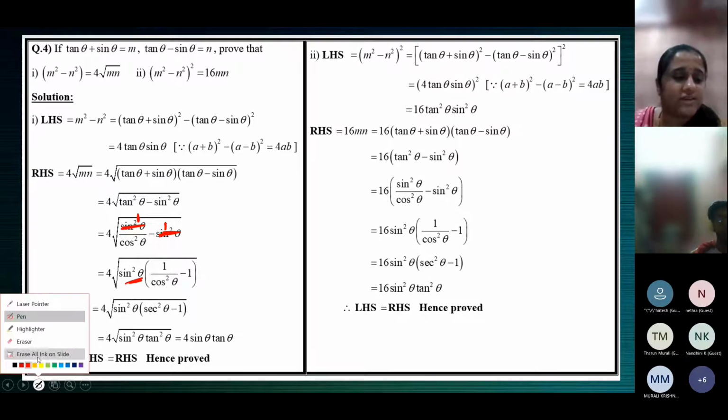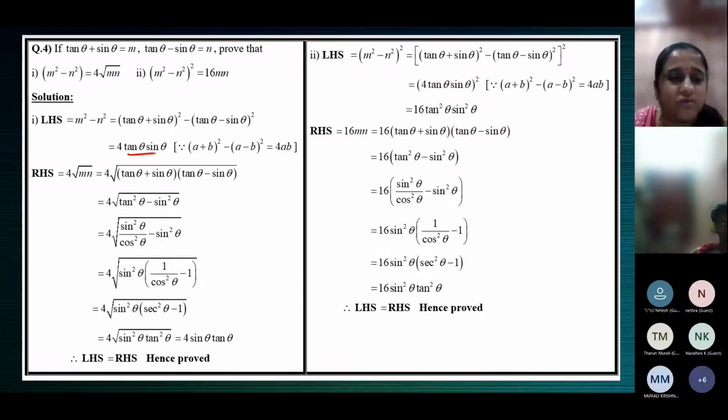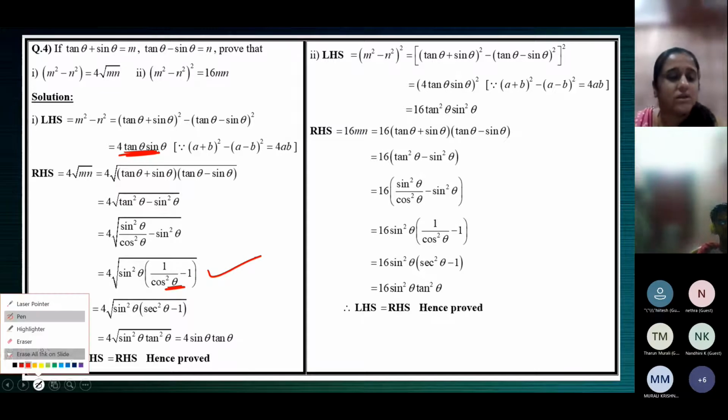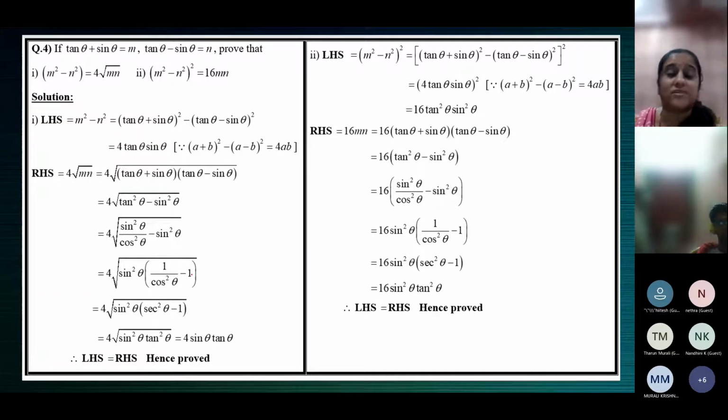Now see what we should get. We should get 4 tan theta sine theta, because that's the LHS. So 4 into root of sine square theta common, and we have this in the bracket. To proceed, we know that 1 by cos square theta is secant square theta. You can also take the LCM, children, I'll tell you that also. So 1 by cos square theta, the reciprocal ratio, secant square theta, minus 1.